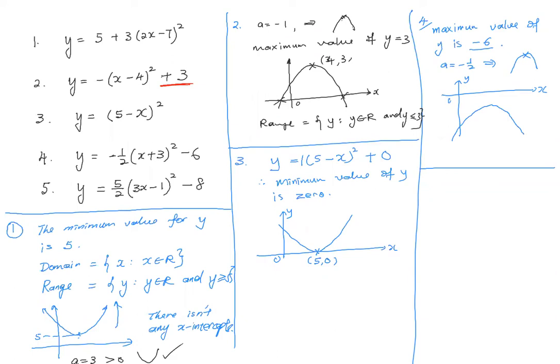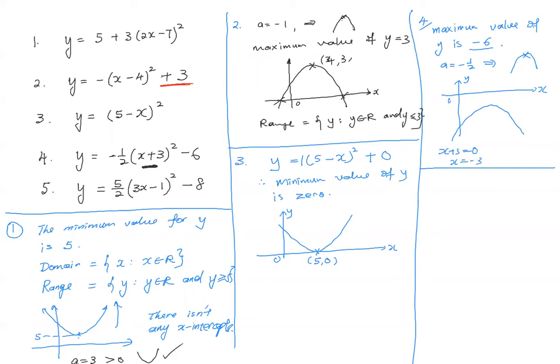What is the axis of symmetry for number 4? One-third. How did you get one-third? The 3x minus 1 bracket squared equals 0. Where did you get 3x? Oh, number 4, never mind. It's x plus 3 equals 0, so x equals negative 3.